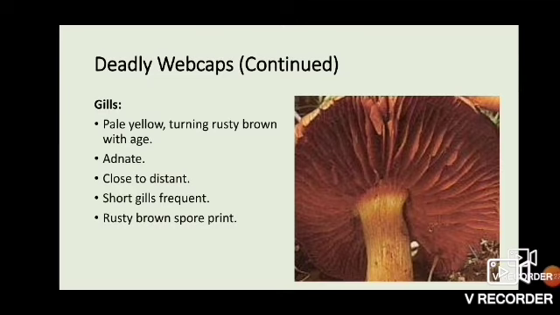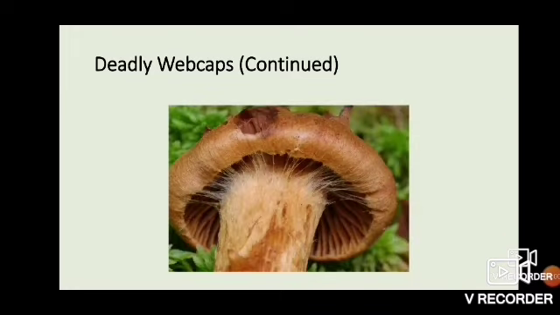So the gills are pale yellow at first, turning rusty brown with age. This is an older specimen here that we're looking at. They're adnate, so they reach across and touch the stipe. They are close to distant from one another, and here you could say they're almost subdistant in this photo. Short gills are frequent. You can see about 3 to 4 between the gills there. And then this produces a rusty brown spore print.